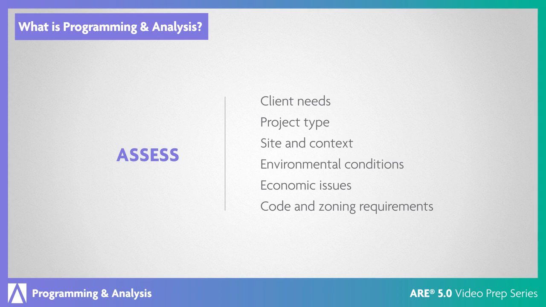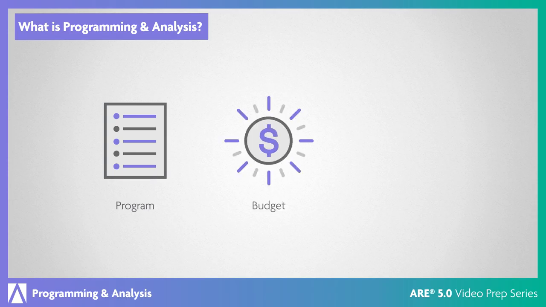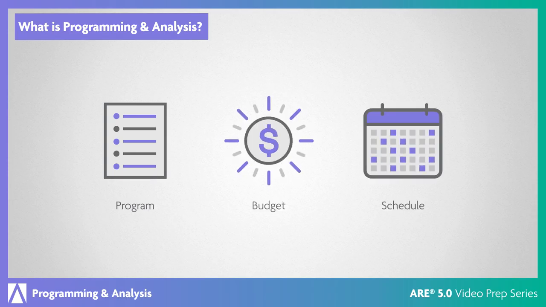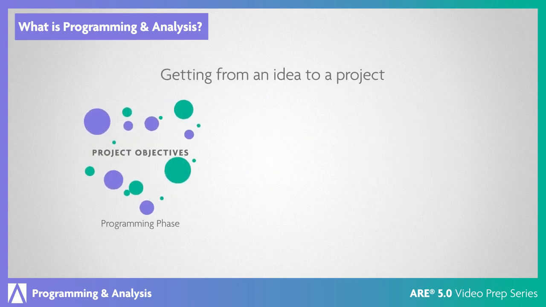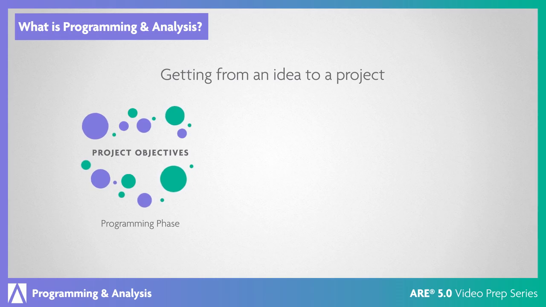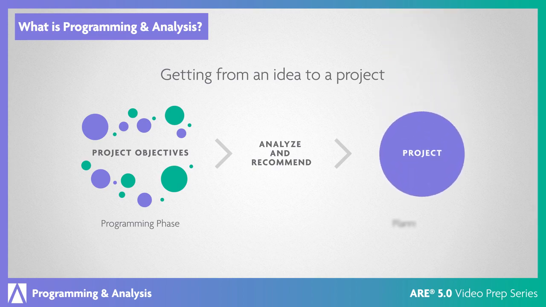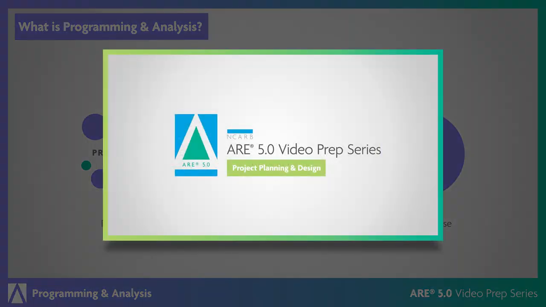You should be able to analyze the impacts of these issues in order to recommend the program, budget, and schedule for a project, establishing both the qualitative and quantitative project requirements. The process of distilling a project's objectives into the program is an essential skill. Often, you'll communicate these ideas and requirements through adjacency and stacking diagrams, which can be the bridge between programming and planning. Topics related to project planning are covered in the Project Planning and Design video.